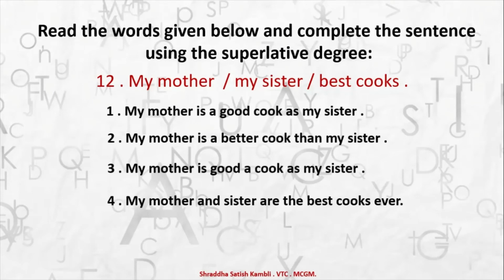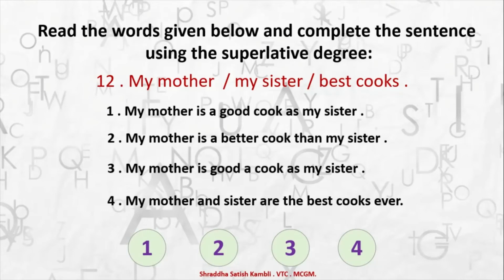My mother is a good cook as my sister. My mother is a better cook than my sister. My mother is good a cook as my sister. My mother and sister are the best cooks ever. Yes. So which one will be the correct one? You have to use the superlative degree.